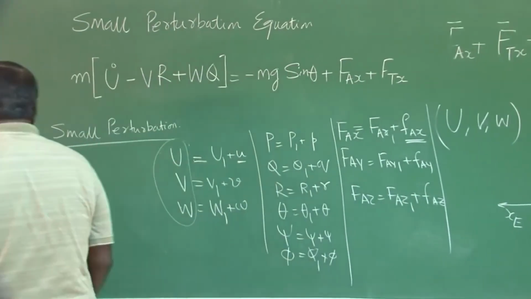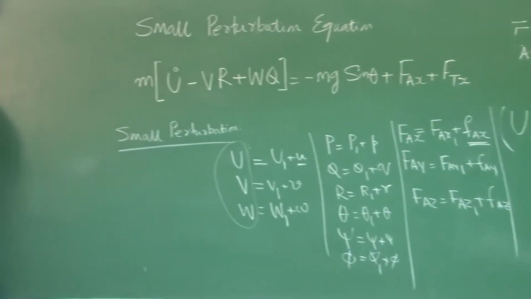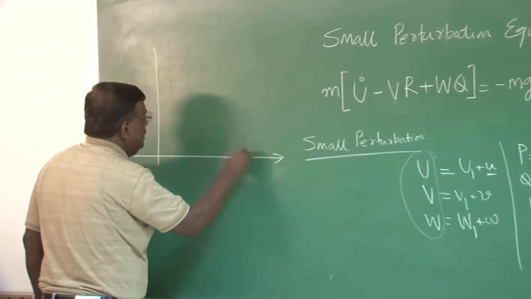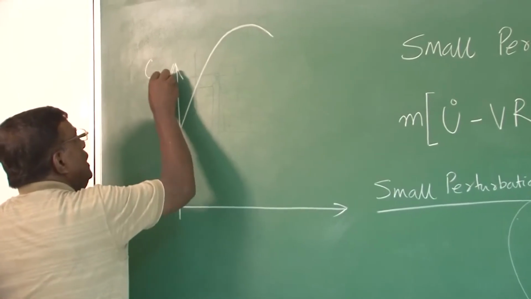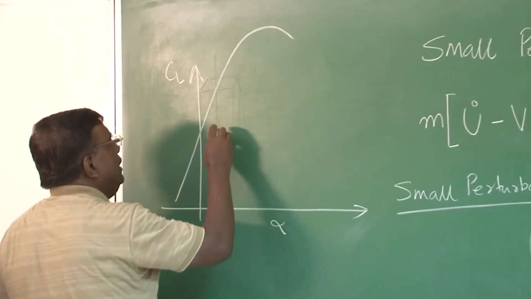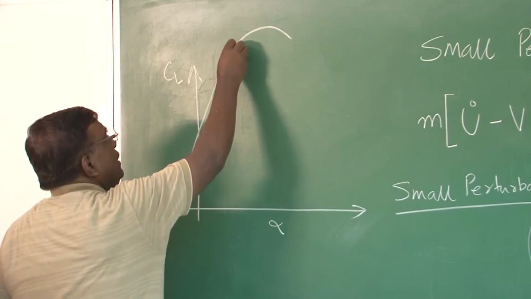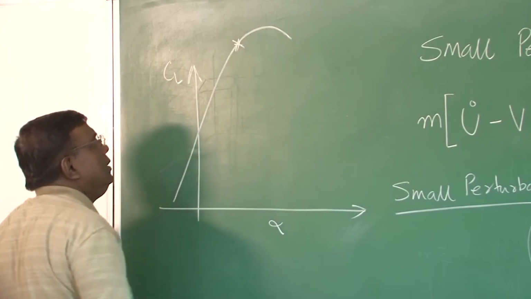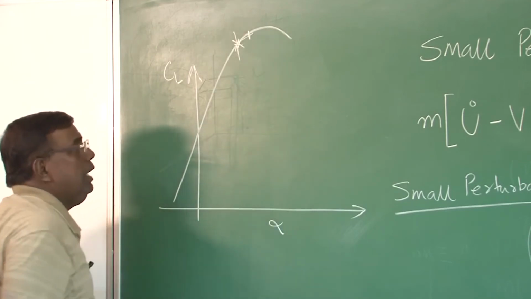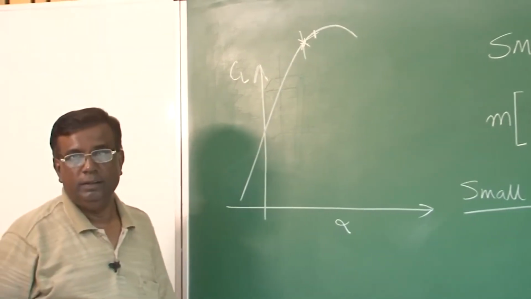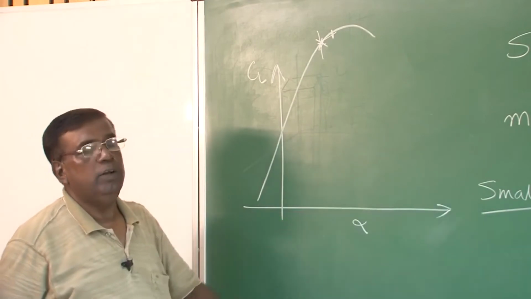Here is a word of caution you must understand. Suppose I am flying such that CL versus alpha follows this trend, and you are flying somewhere here. And now if you give a small perturbation, it is possible that you are going into a nonlinear domain. So there strictly this will not be valid.